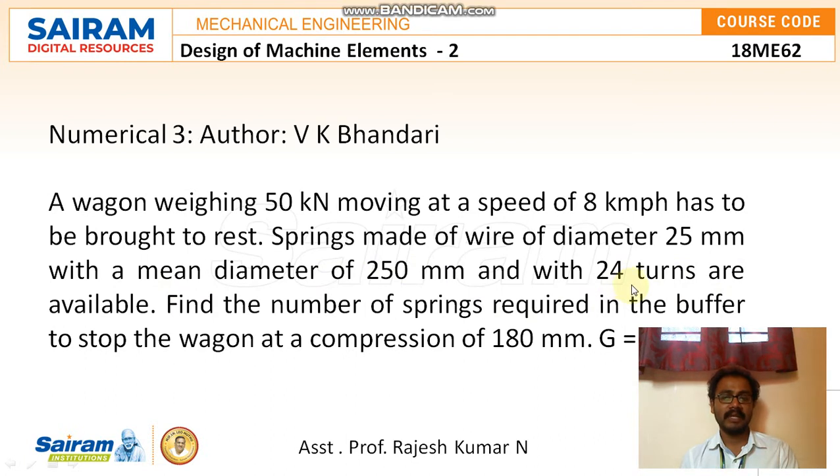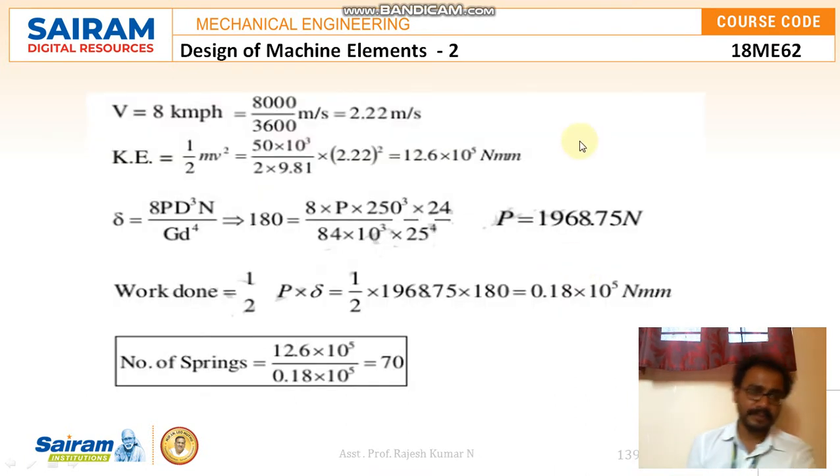They have not mentioned the number of active coils; instead they mention that 24 turns are available. We need to find out the number of springs required in the buffer to stop the wagon at a compression of 180 mm, and the rigidity modulus is given as 84 gigapascal. The question is very clearly given: we need to find the total number of springs required to stop the wagon, and the load value and speed value are given. We will see how to solve this problem.